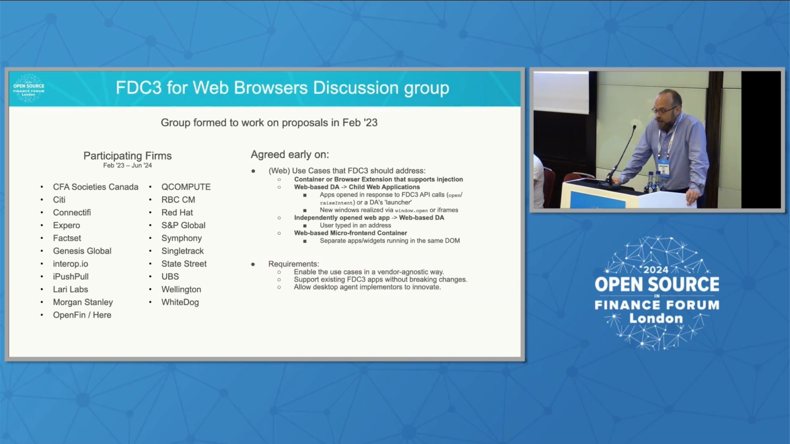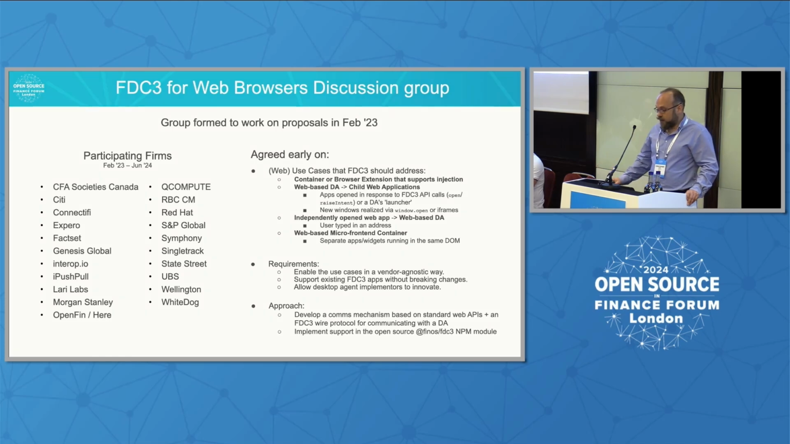The group also agreed a number of requirements straight away. First on the list was to enable those use cases in a vendor-agnostic way. That was the point of doing the work. We want to support existing FDC3 applications and desktop containers without breaking changes, because that's a difficult thing to do to an open source community that will try to make everything work together. And we want to allow desktop agent implementers to innovate in the designs of their desktop agents. So the solution needed to not be too opinionated about the structure of that desktop agent.